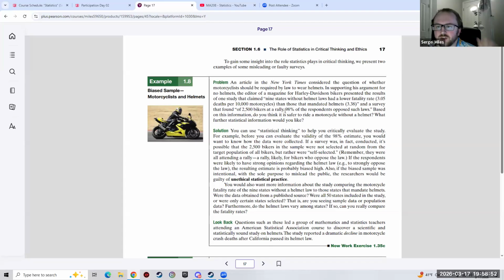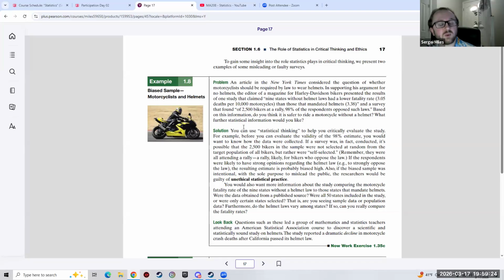Based on this information, do we think it is safer to ride a motorcycle without a helmet? All right. Now, it doesn't take much rocket science to realize that, well, wait a moment, people who wear helmets actually are less likely to get hurt in accidents. There are many, many studies that show the opposite of what is being presented here, right? So what's going on? This is an example of where we can see bad statistics at play.